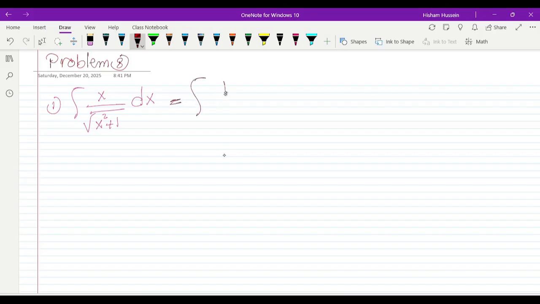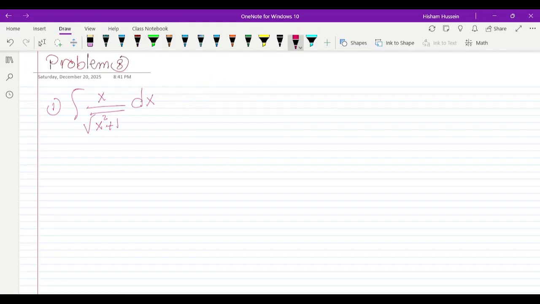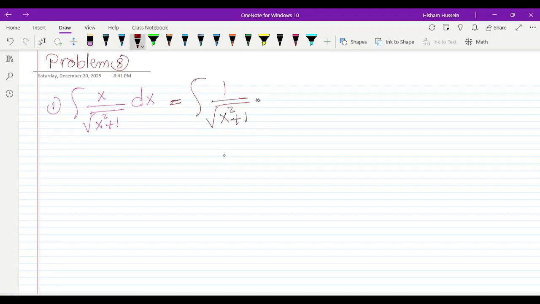Integration of 1 divided by root x squared plus 1. Starting with problem 1, integration of x divided by root x squared plus 1. Okay, so the point here is, where is the main function, where is the inner function, where is the derivative of this inner function. So write this function to be 1 over root x squared plus 1 times x dx.